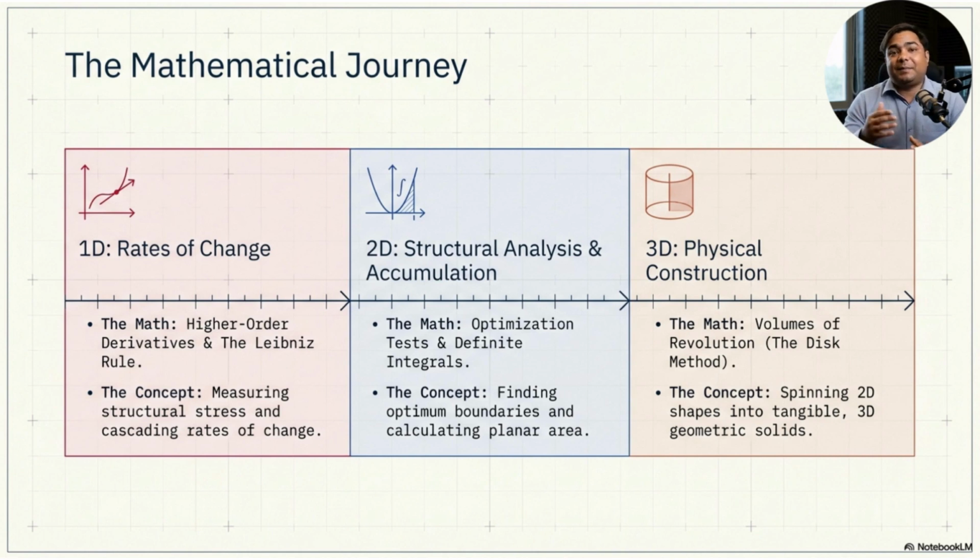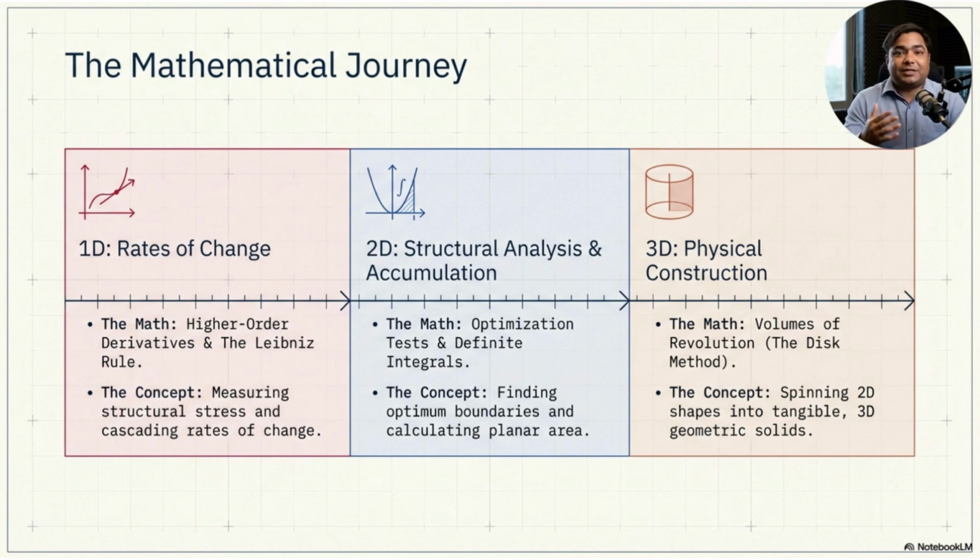In this part, the mathematics includes higher order derivatives and the Leibniz rule. Higher order derivatives mean that we take the derivative again and again. The first derivative gives us the rate of change. The second derivative gives us the rate of change of the rate of change. In geometry, this often tells us about concavity. In physical systems, it can describe acceleration or structural stress.